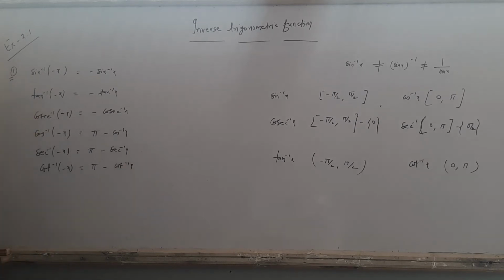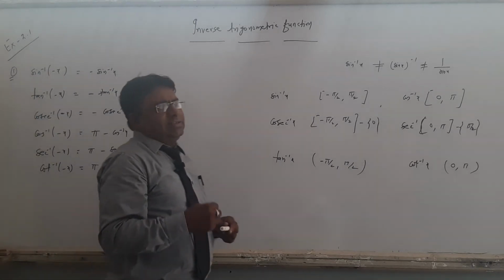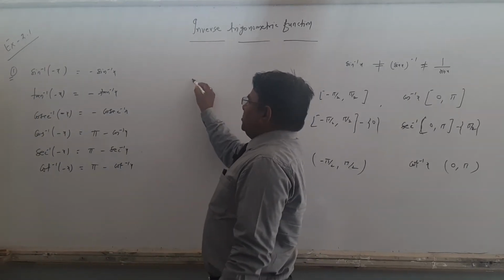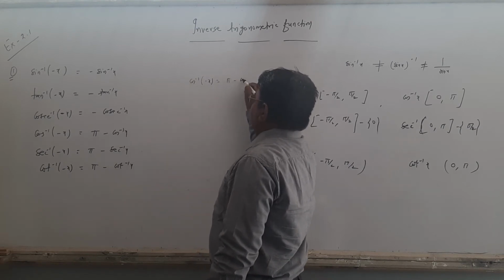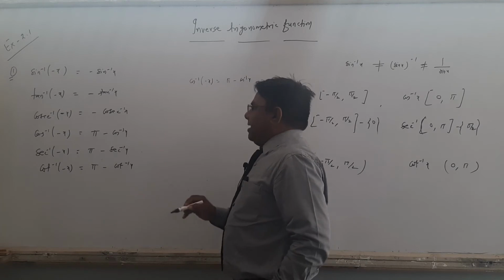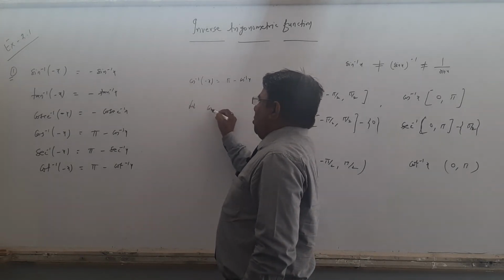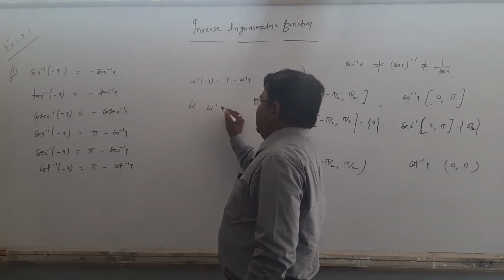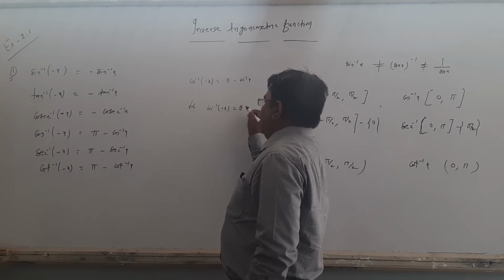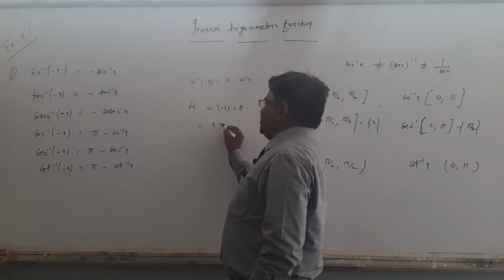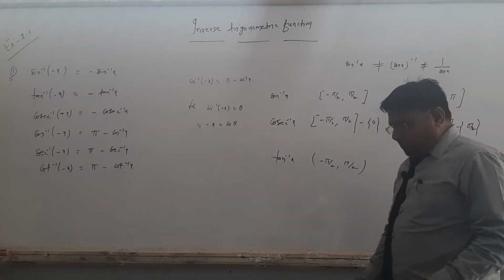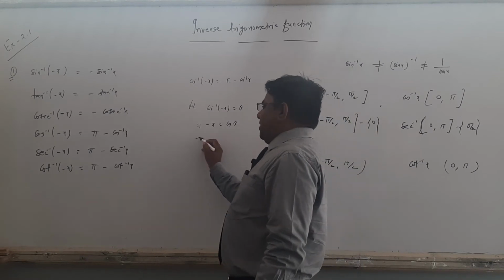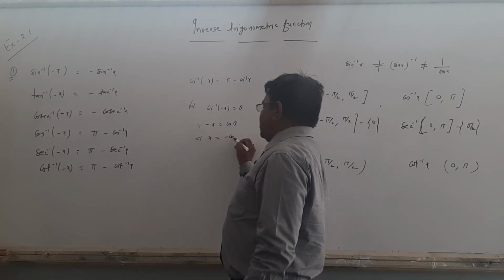Students, when the angle is negative in inverse trigonometric functions, this can be proved. For example, prove that cos inverse minus x equals pi minus cos inverse x. Let cos inverse minus x be theta. Then minus x equals cos theta. Taking the inverse transfer, the value of x is minus cos theta.